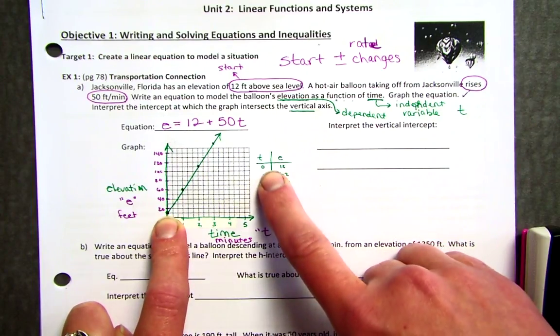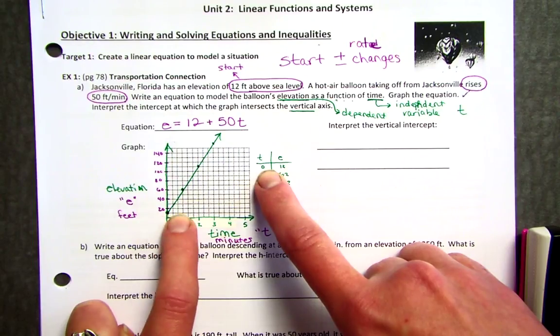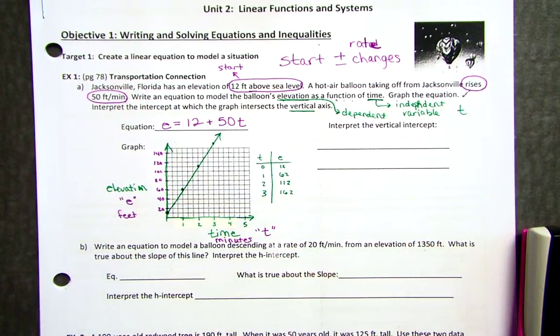Now when I see that on my table of values, I'm looking at this value right here, because it's where my x hasn't moved side to side. My time is at 0. To interpret, it just means we're trying to define what this means in real life.